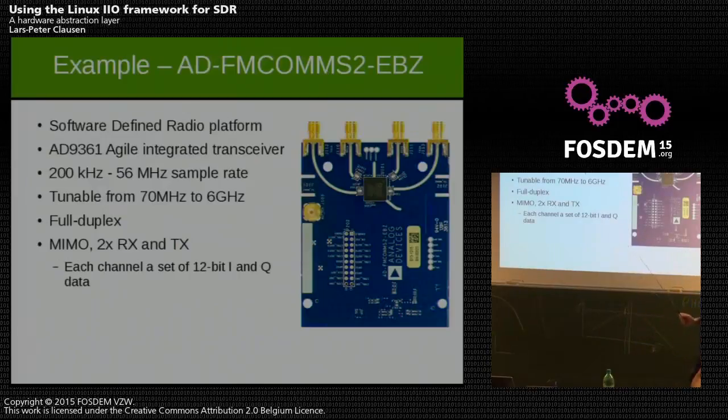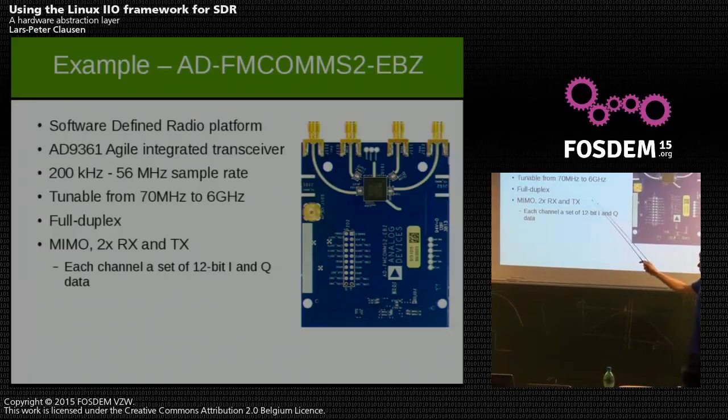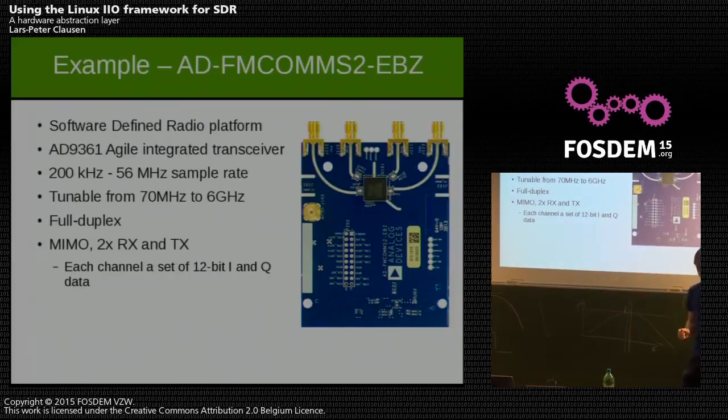To put this into context, I'm going to use the example of the FMCOMMS2 EBZ, which is a board we designed which used the AD9361, which I think is also on the Ettus B200 and B210. It's basically an integrated chip for software-defined radio applications. It's this one over here. The sample rate is tunable from 200 kilohertz up to 56 megahertz, and the base frequency is tunable from 70 megahertz up to 6 gigahertz. It's full duplex, MIMO 2RX, 2TX.